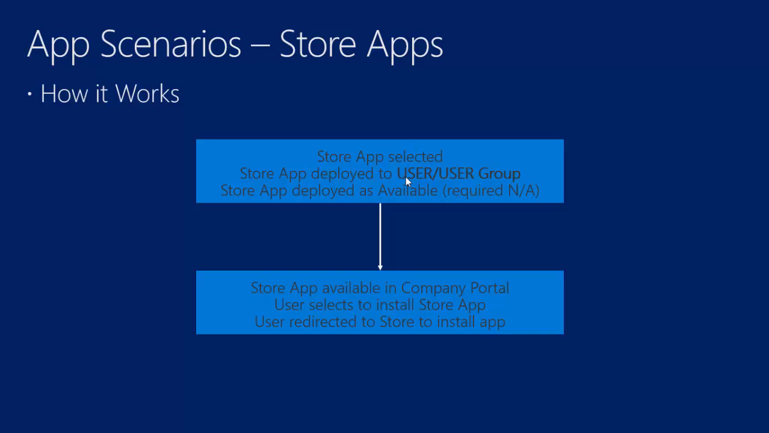And there's some mechanics behind that because the user will need to go get that store app from the store themselves. So shifting now to the user side, once you deploy that store app, then that store app will be available to the user in the company portal. Again, it is targeted to the user, not to the device. And since it is targeted to the user, and also since it is available only, the user has to go get it in the company portal. Once they are in the company portal, they're going to select to install the store app. And then all that's going to do is open up a link into the store for the user.